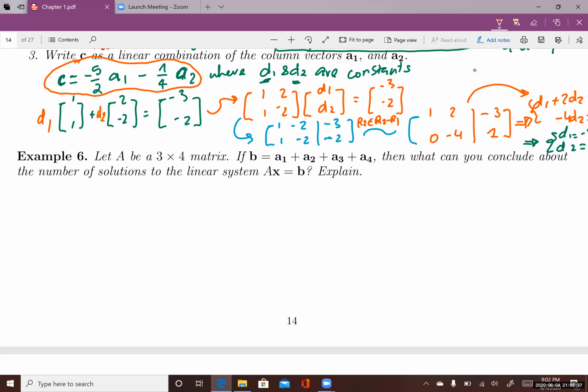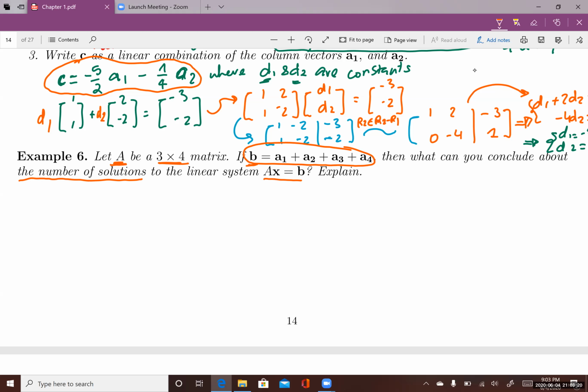Next, we're going to try a different type of question. This is not a computational question. It's more or less like a proof problem, right? You know some information about a matrix A, which is a 3×4 matrix. You know information about vector B, which is a linear combination of A1, A2, A3, A4, where these vectors here are the column vectors of A. Then what can you conclude about the number of solutions to the linear system AX equals B?